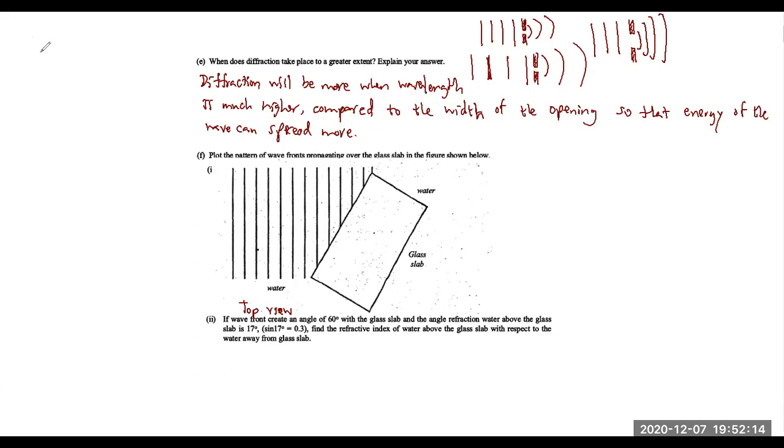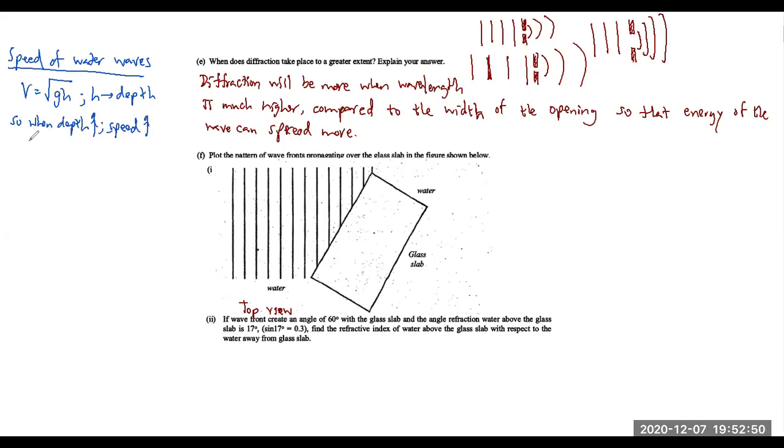Now let me explain the side wave. Before the side wave, let's move on to that equation we discussed earlier. What is that? Speed of water waves. It's given by this equation, v equals square root of gh, where h is the depth. g is gravitational acceleration, so it's a constant. So you can say when depth is high, speed is high. Since frequency is constant, as we have studied, when a wave travels from one region to another, frequency won't change. So when speed increases, wavelength will increase. When depth increases, eventually wavelength will increase.